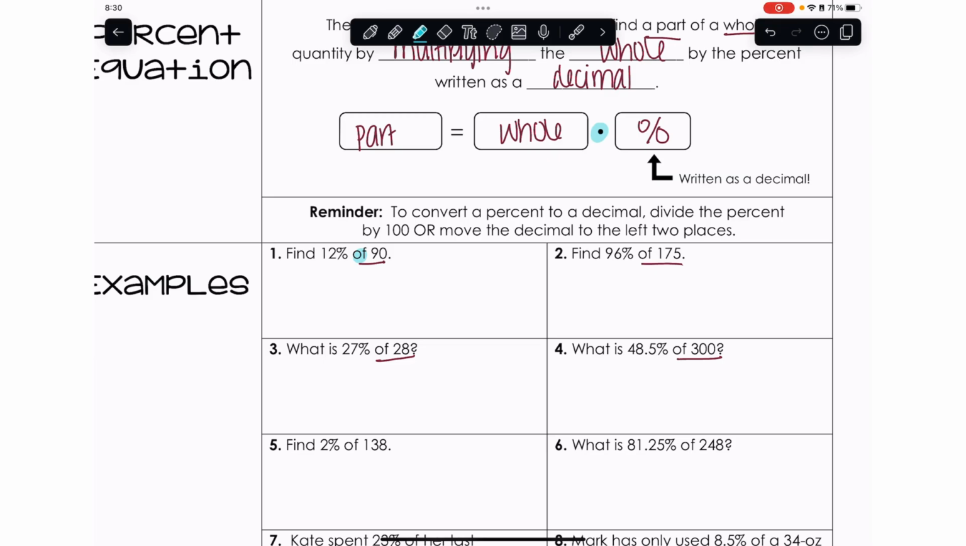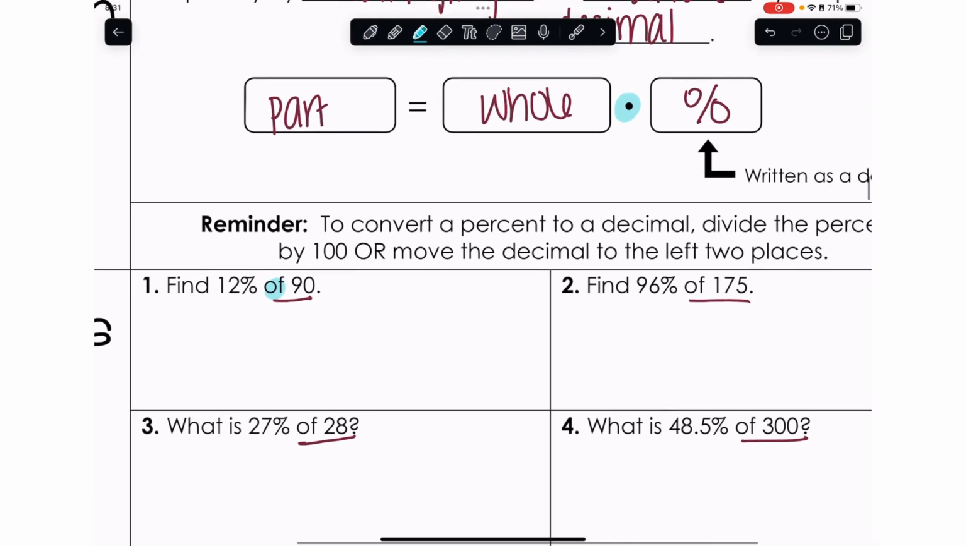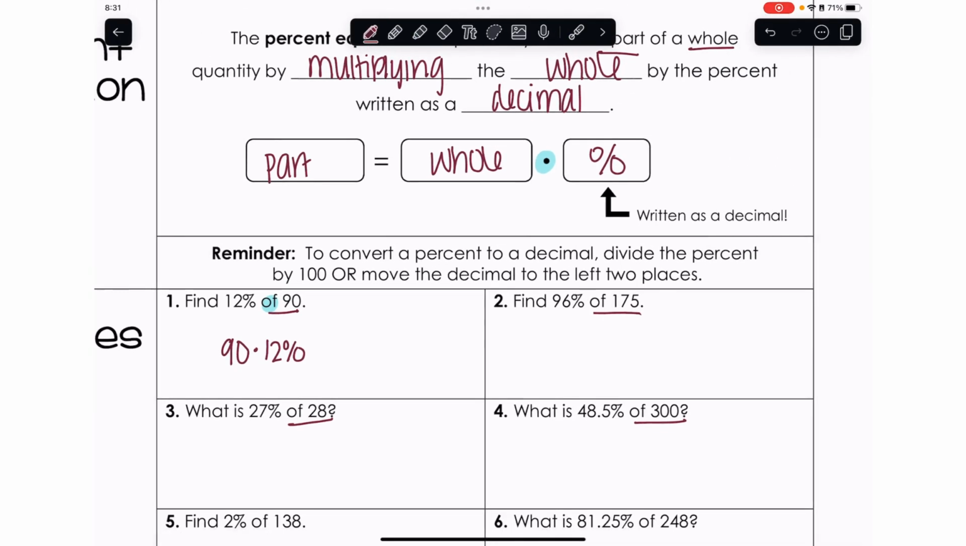I'm saving 12%. I want to know how much I'm saving. So what I can do is multiply the whole, which in this case is 90, by my percent. But here's the key thing. I don't want to just type in 90 times 12, because that's going to give me a really big number. There's no way that 12% of 90 is a number bigger than 90. So we have to write it as a decimal.